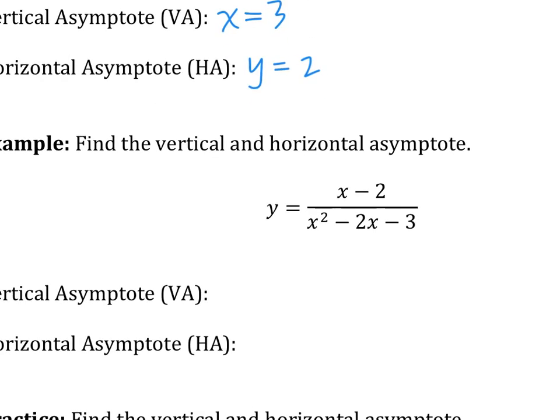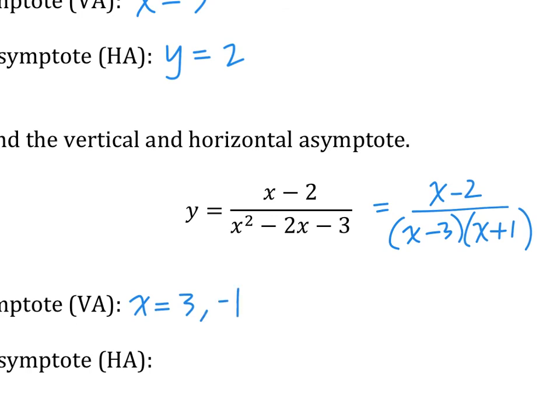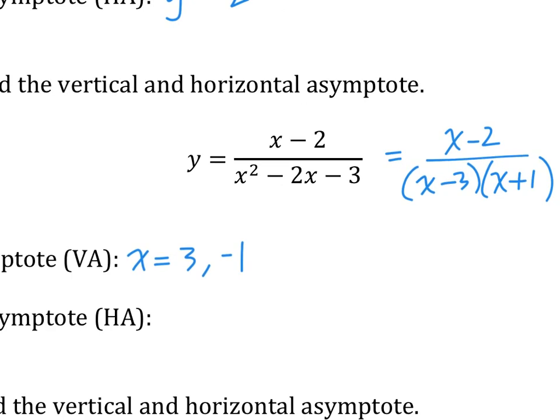Next one. This one we need to factor. Where are the vertical asymptotes? 3 and -1, because it doesn't cancel, right? For the horizontal asymptote, we need to check degrees. Are the degrees the same, smaller, or bigger? Smaller. So what's the horizontal asymptote? 0. Yes.